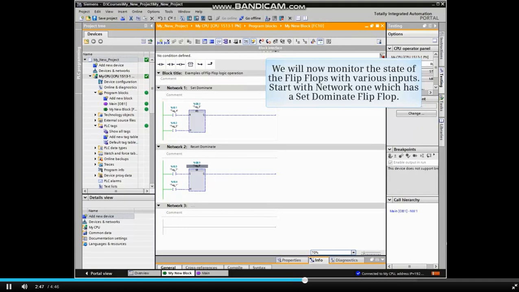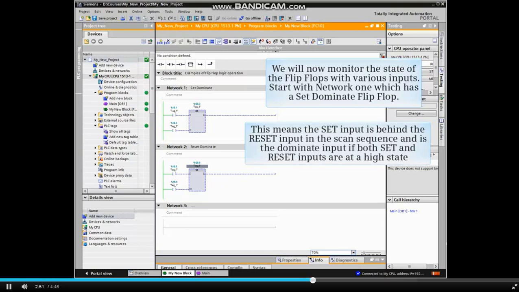We start with network 1, which has a set dominant flip-flop. This means the set input is behind the reset input in the scan sequence and is therefore the dominant input if both set and reset inputs are at a high state.